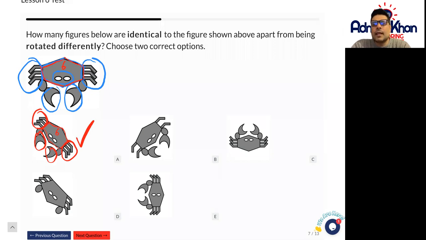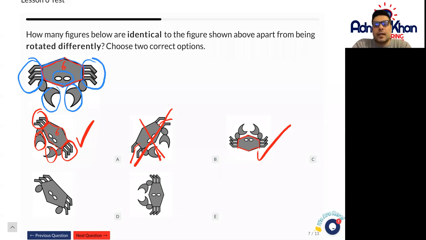Let's have a look at shape B. So shape B, the only difference here is that one of these is missing in the middle. So we'll just cross out shape B. Shape C, let's have a look at this. So 1, 2, 3, 4, 5, 6. Yes, it's got 2 eyes, it's got 3 of each. Yes, so shape C, crab C, in other words, figure C, looks identical.